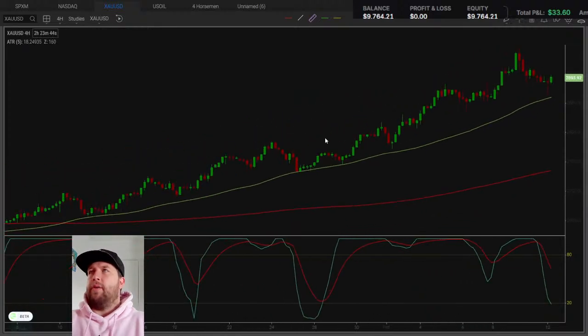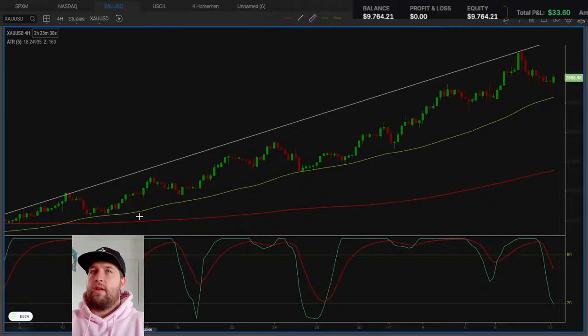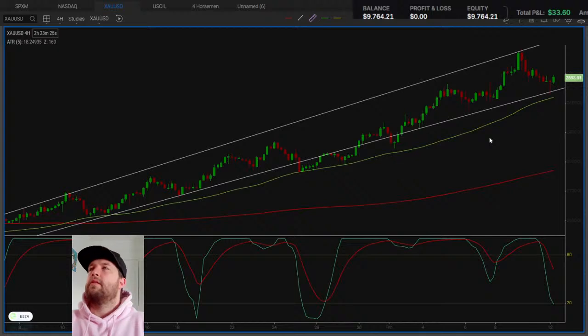So here's our 4-hour chart. So clearly we have a pattern channel. So we're at the bottom of this channel now. And I imagine this probably makes its way back up to make new highest highs.